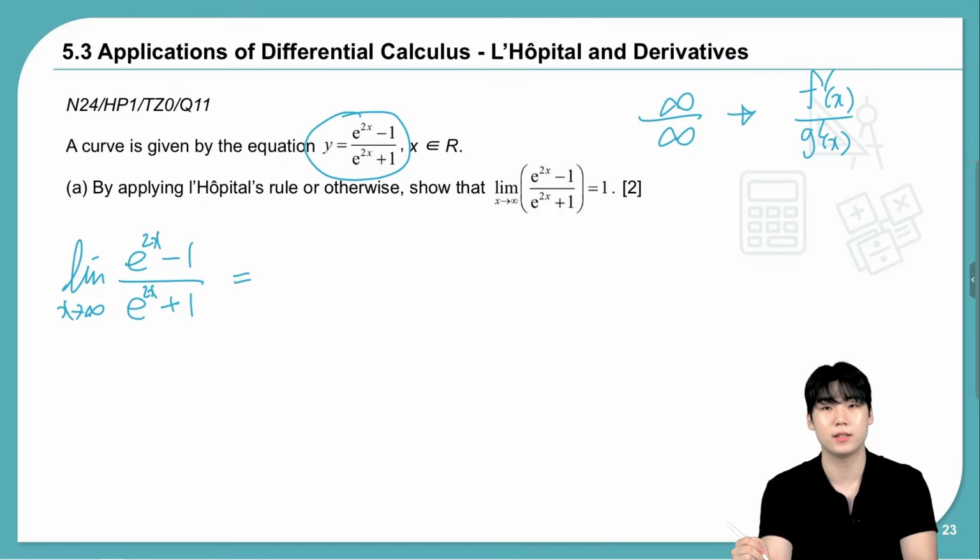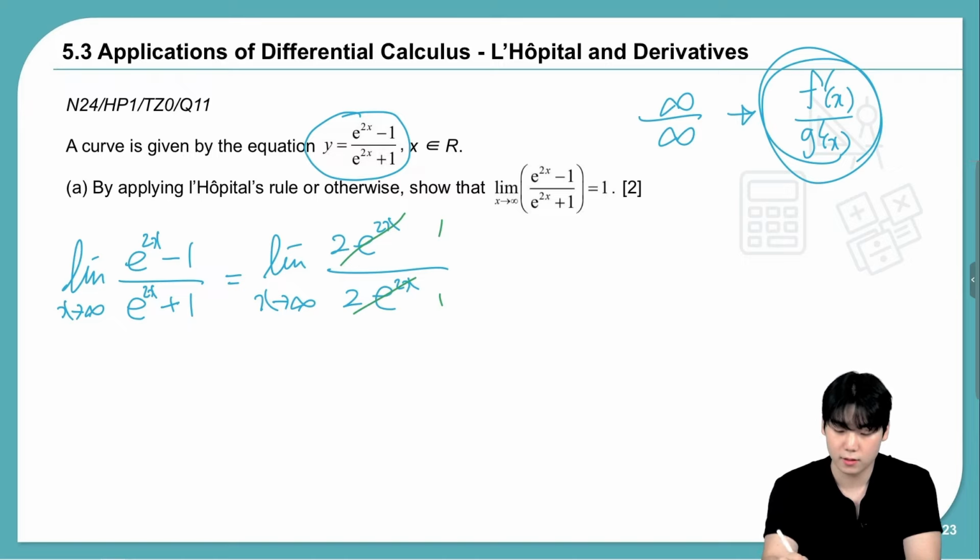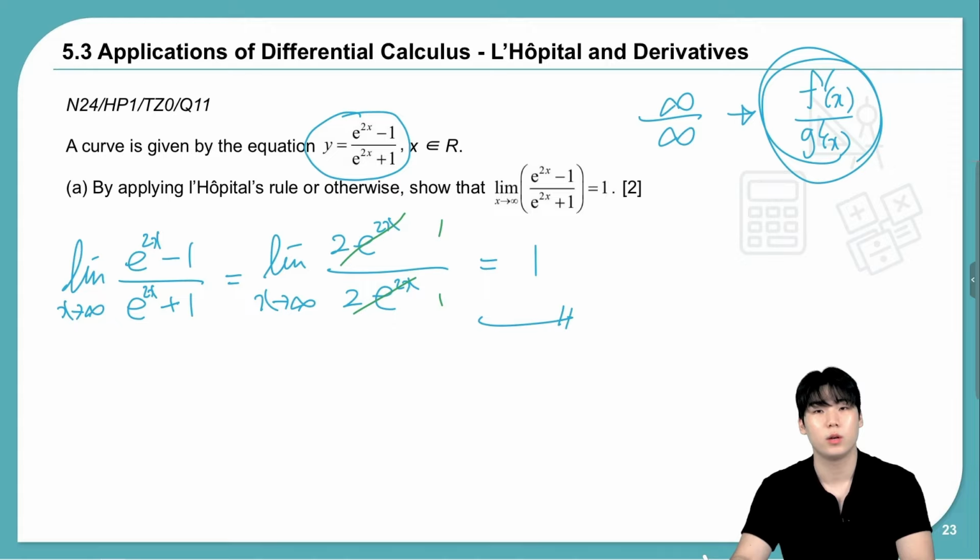This was L'Hopital's rule. So I'm going to differentiate top and bottom respectively. Then I get the limit as x tends to infinity of 2e^2x over 2e^2x, which cancels out. And then I have 1. And that's how we show that this is equal to 1.